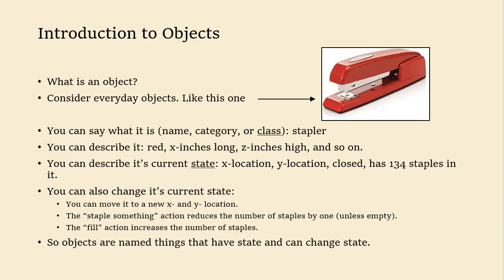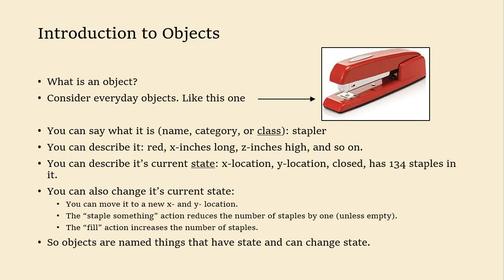So what is an object, an everyday object? Here's one, a stapler, a red stapler. You can say what it is. It's a stapler, right? That's its category. I could give you a whole bunch of staplers, and you would say, yes, they are all staplers. They're all in that same category. And then I could give you a hole punch, and you would say that's not a stapler. It's in a different category. The name we're going to use for that is class. That's the class that they're in.